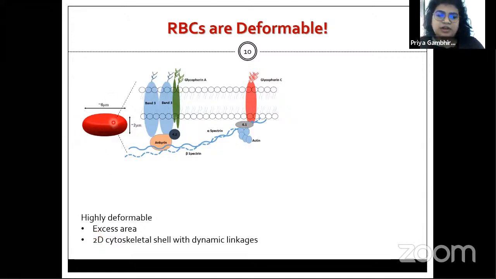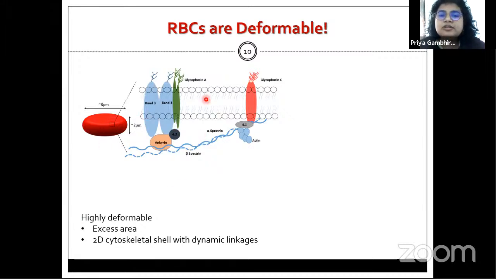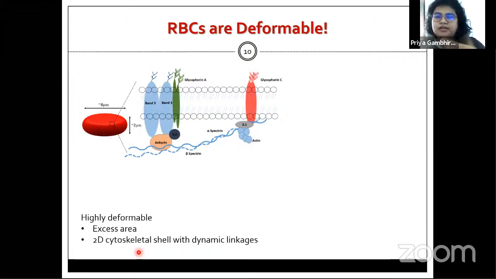The same is true for an RBC too, for a red blood cell. And also the cytoskeleton has very dynamic linkages. So that helps it get more deformable.